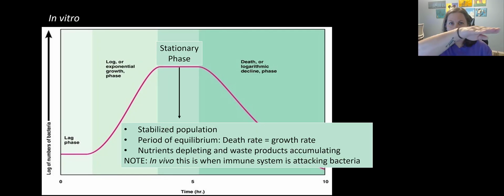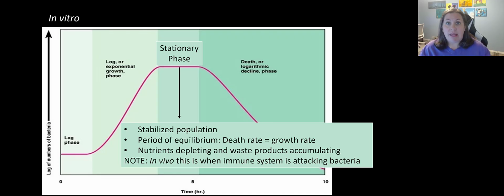Then we have the stationary phase. This is the plateau. This is where the population stabilizes. Death rate and growth rate are equal to each other. So if 2 grow, 2 die, and so on. Nutrients are starting to deplete and waste products are starting to accumulate. So conditions for growth are just not very good now.